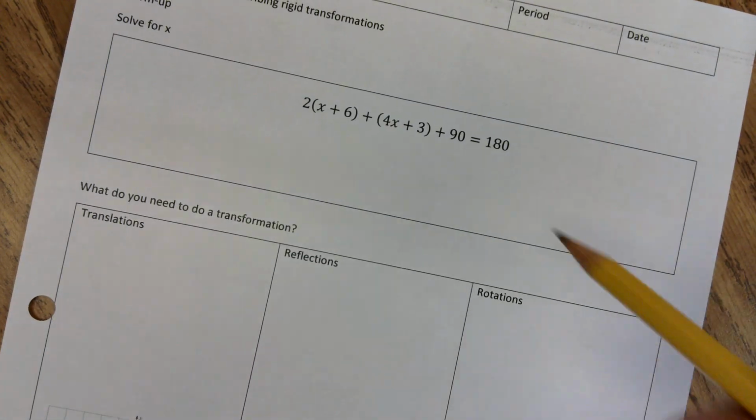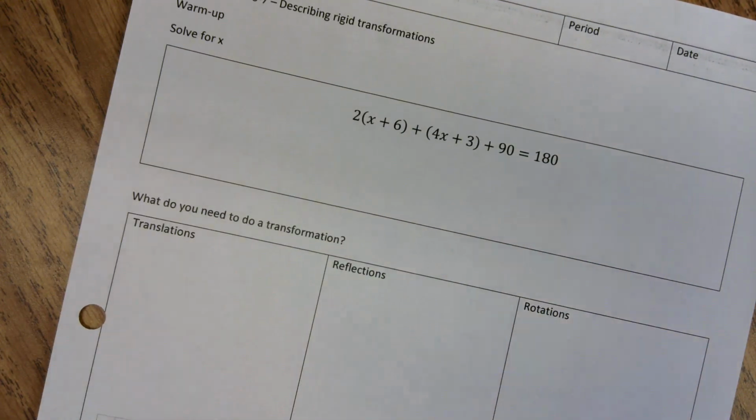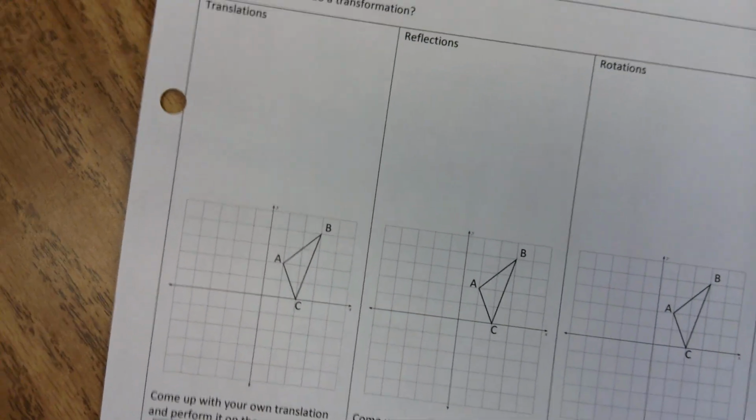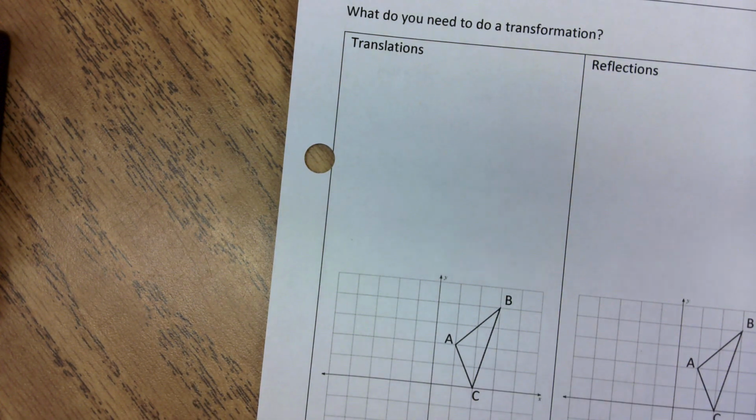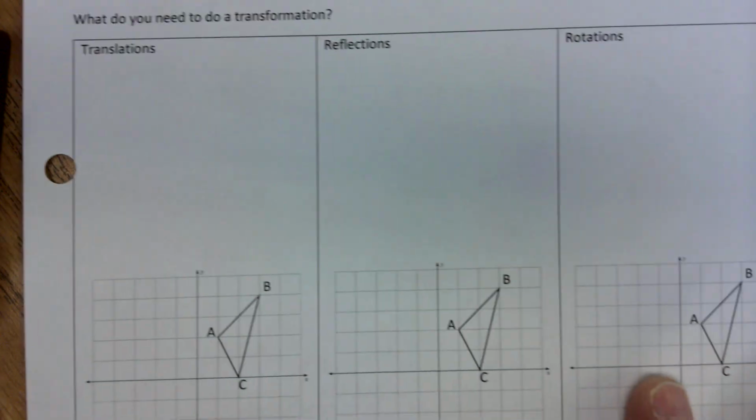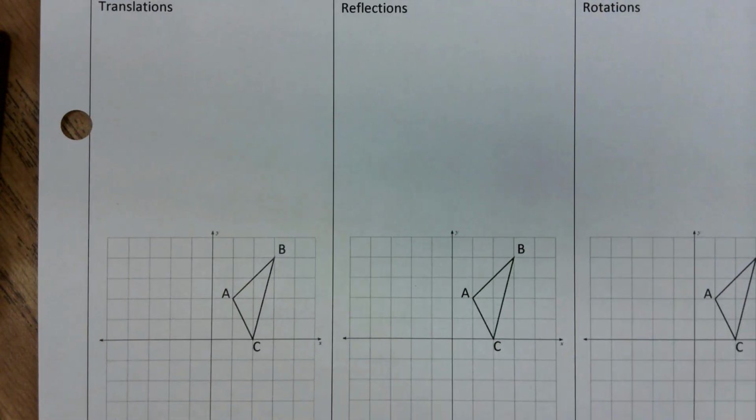Okay, so we did this in class. We're not going to worry about the warm up. So we're talking about what we need to do translations today. Translations, reflections, and rotations is kind of the idea. What do we need, and how do we describe them, and how do they make figures that are the same?